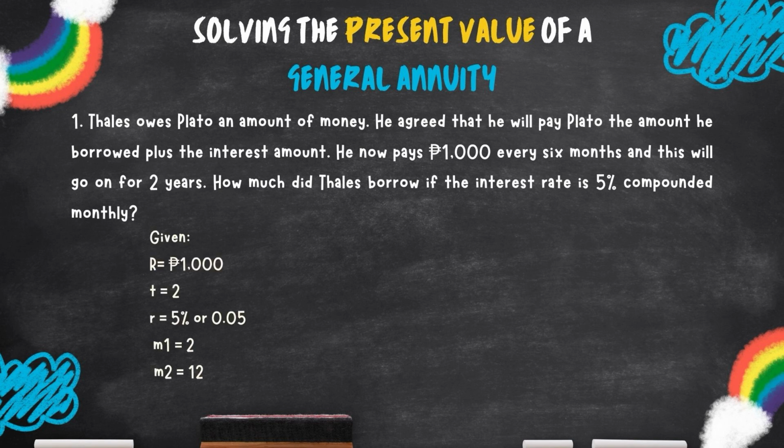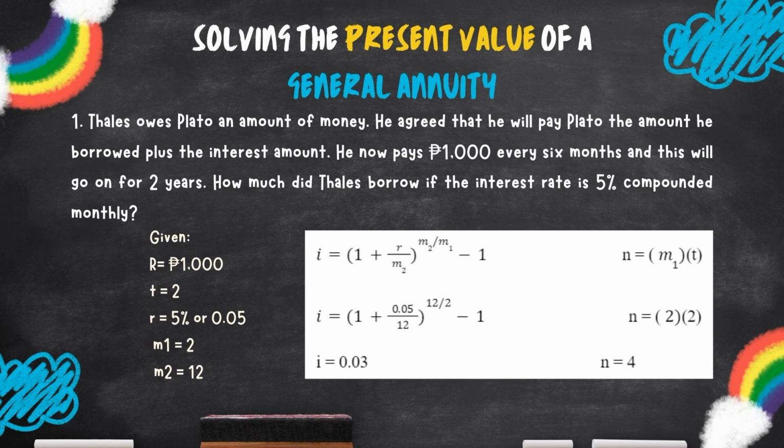Let's get the given first. We have 1,000 pesos as a regular payment, 2 years or 2 for time. For a rate, we have 5% or 0.05. For M sub 1, we have 2, and for M sub 2, we have 12. Now let's get the periodic rate and the number of conversion periods. For I, we have 1 plus 0.05 over 12 raised to the power of 12 over 2 minus 1. And that's going to give us an I of 0.03. While for our N, it's going to be M1 times T, and that's 2 times 2, and we have 4.